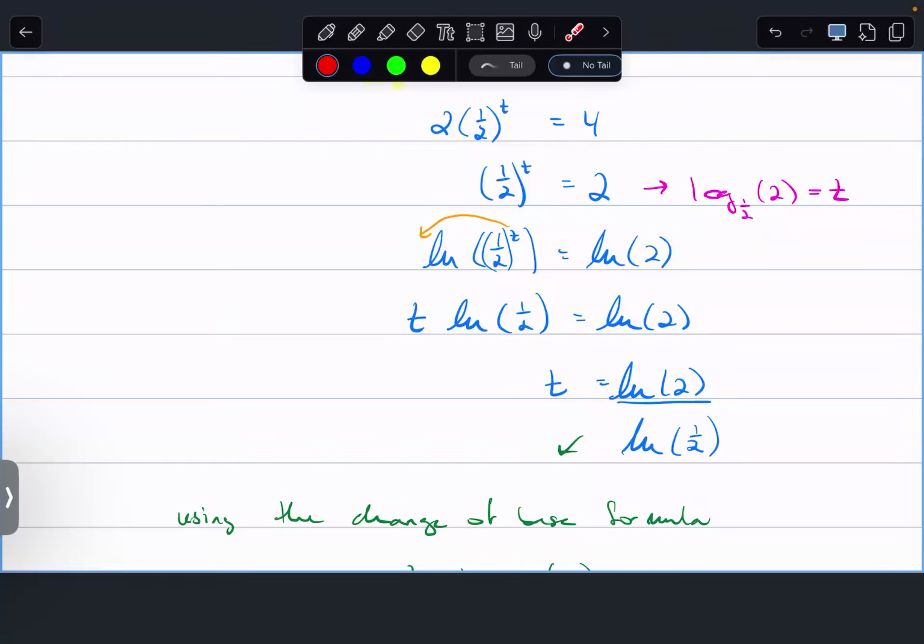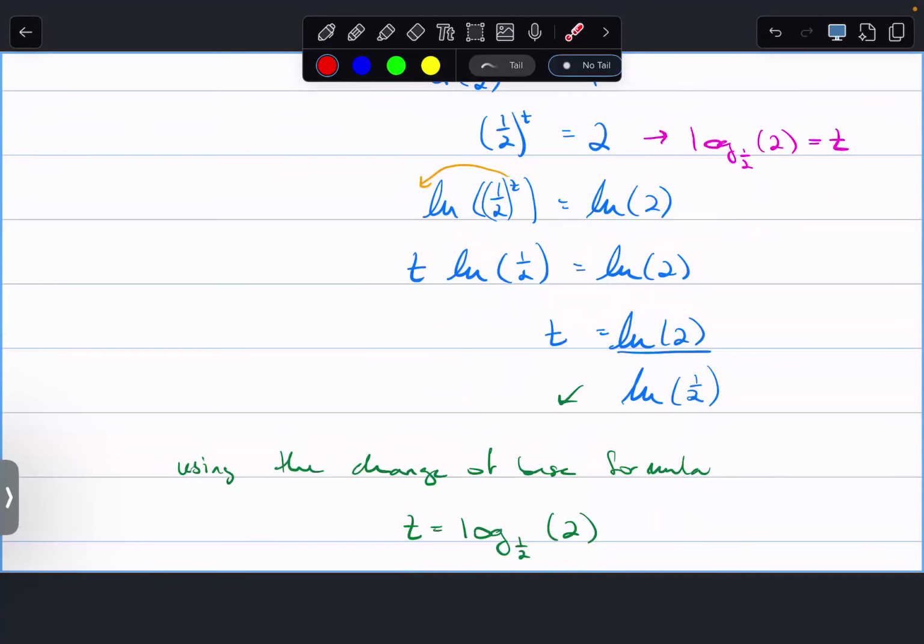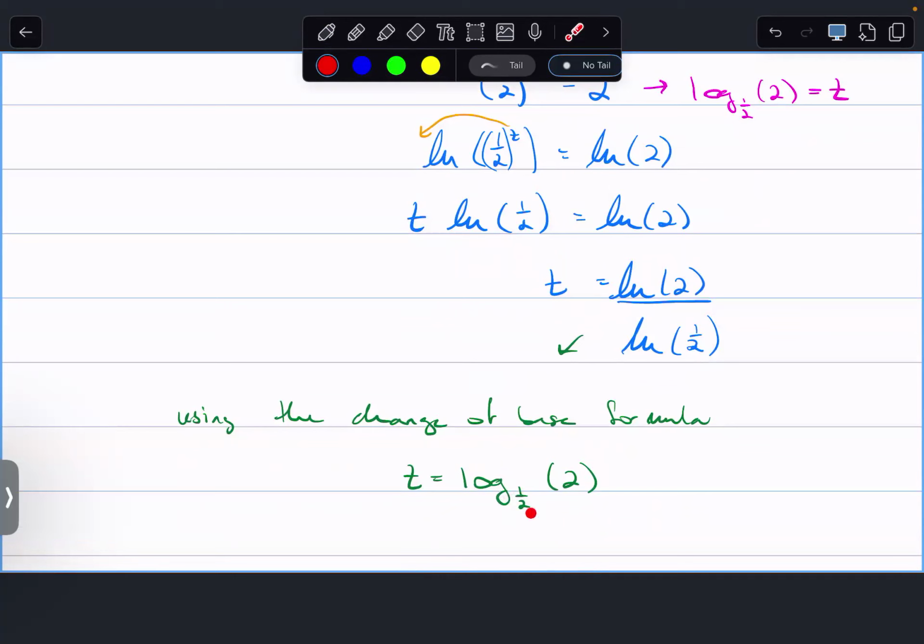Right? But that is the same. Log base 1/2 of 2 is t. T is the log base 1/2 of 2, or using the change of base, the natural log of 2 over the natural log of 1/2.